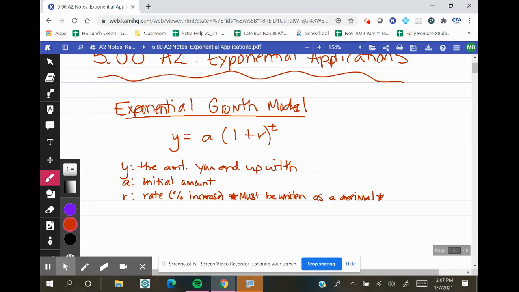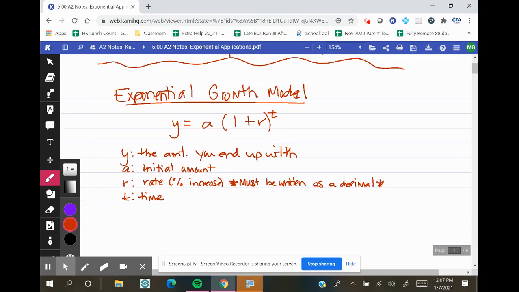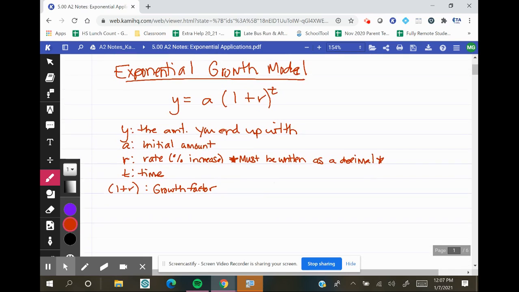And T is how long it's in there. So that's your time. So again, if it was a savings account, how long the money is going to be in the account. And we did talk before, your growth factor is 1 plus r. I'll just add that in here because that's important to remember the difference between your growth rate, which is r, versus your growth factor, which is 1 plus r.